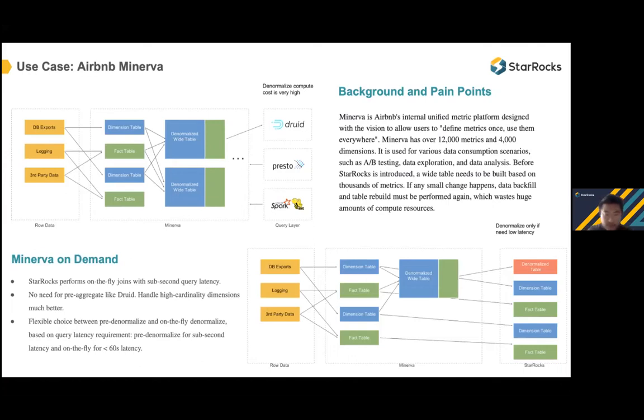So after they move to StarRocks, StarRocks does not need to do any denormalized wide table. So we can do the on-the-fly joins and provide sub-second query latency. So no need to do the pre-aggregate like Druid or Presto, and handle high cardinality dimensions much better. So this is the way how Airbnb Minerva use StarRocks to replace like Druid and Presto.